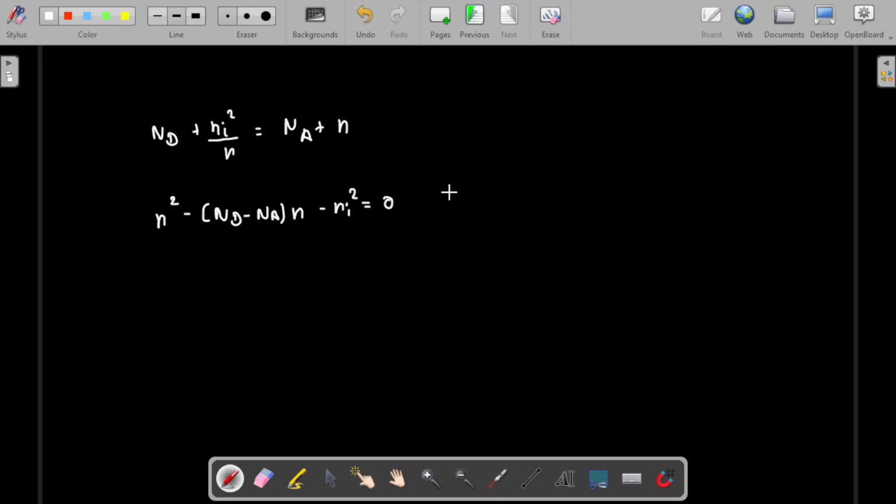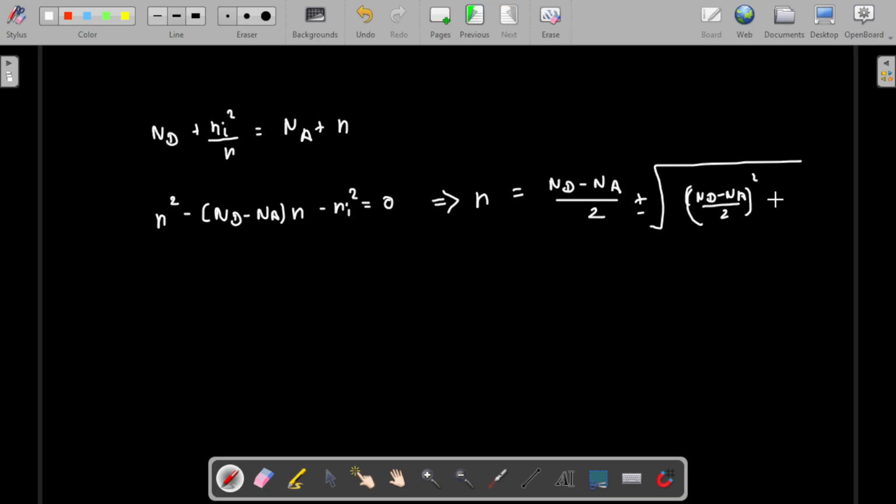If we again use the quadratic formula, then the majority charge carrier will be similar, with the difference of these two terms: n equals (Nd minus Na) divided by 2 plus or minus root of ((Nd minus Na) divided by 2) the whole square plus ni square. This is the term here. Here too, to find the minority charge carrier, we use ni square divided by n, with this n. So this is the exact one.